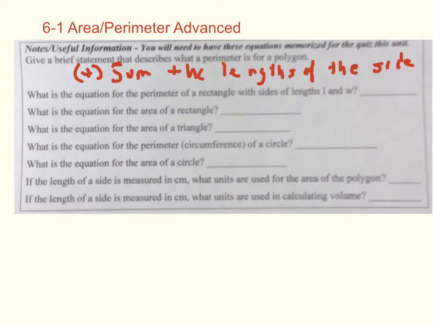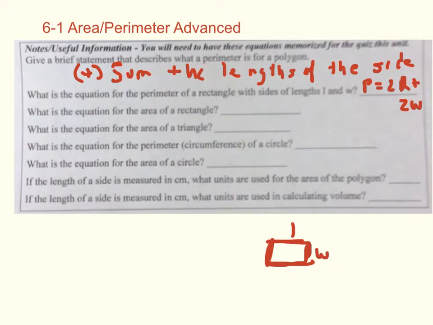What's the equation for the perimeter of a rectangle with lengths L and W? Just drawing it down here, here's your rectangle, this is L, this is W. So basically the perimeter is going to be 2L plus 2W, because there are 2 W sides and 2 L sides, because rectangles have opposite sides which are congruent.